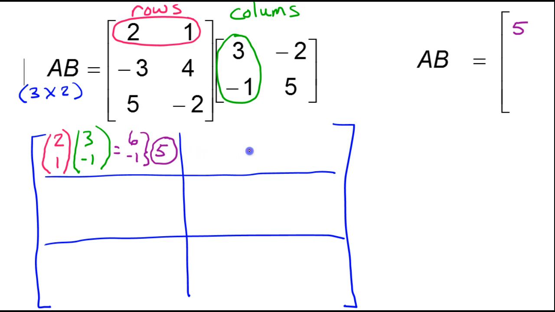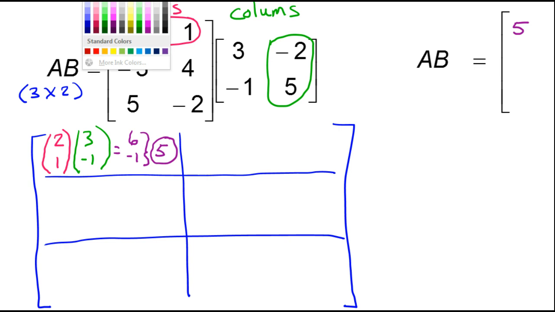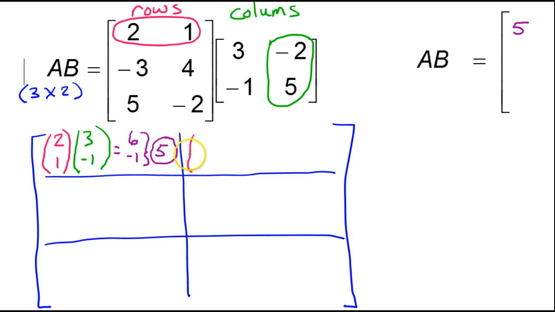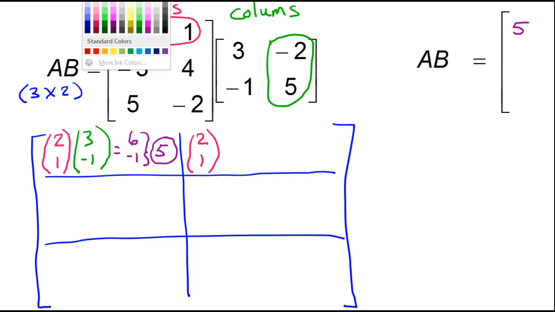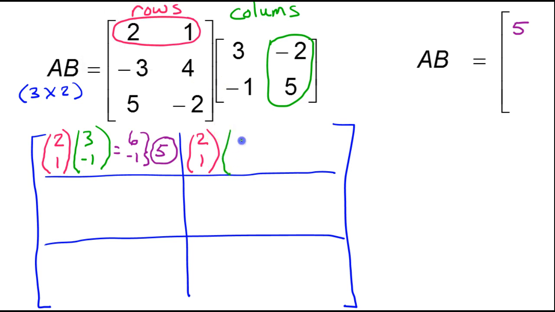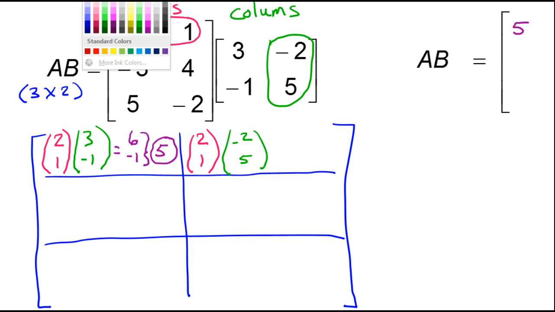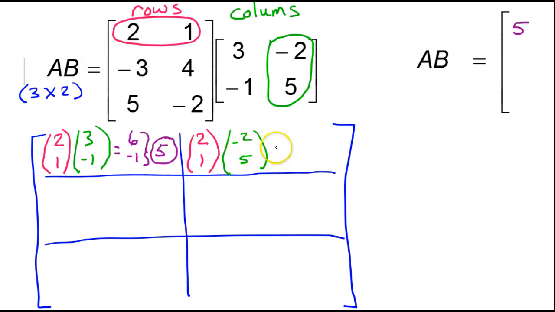Now, this is row 1, column 2. So I'm still dealing with row 1, but now I'm in column 2. So I'm going to multiply row 1 by column 2 because I'm in row 1, column 2. So once again, I'm going to take row 1 from the first matrix, but now I'm going to have column 2 of the second matrix. And I will multiply and add.